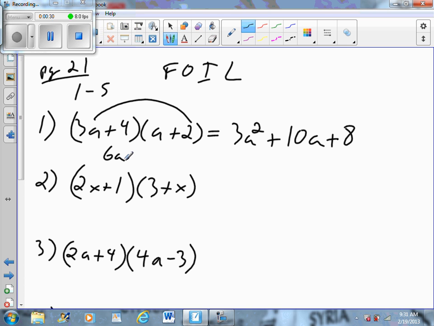6a. All right? Now we've got to deal with the two inner terms, 4 times a. That's going to be 4a. And so, what is 6a plus 4a? It's 10a. And so that's where that 10a came from. You add the numerical coefficients. And I notice that's not 10a squared, is it? No. Don't add exponents together. When you're combining like terms, all you do is add the numerical coefficients. You don't mess with exponents here.